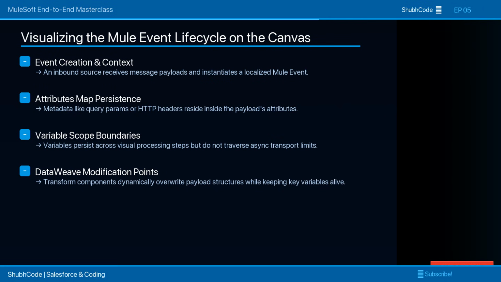Crucially, variables created using the target variable property or the set variable processor exist across the entire execution flow. However, remember this architectural warning: variables do not cross asynchronous transport barriers such as VM queues, JMS topics, or HTTP request boundaries. If you call an external system via an HTTP request connector, the outbound payload and attributes are modified, but your local variables remain intact on return. Visualizing this flow topology helps you structure state retention correctly.